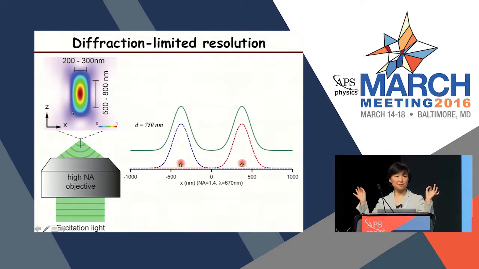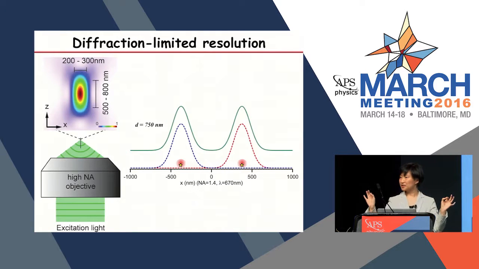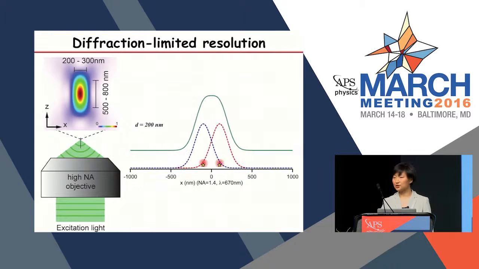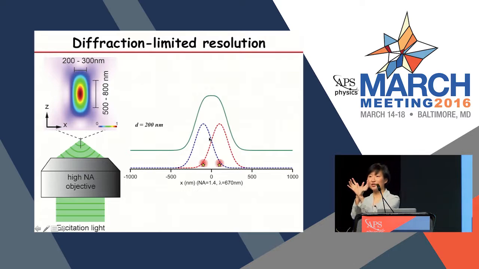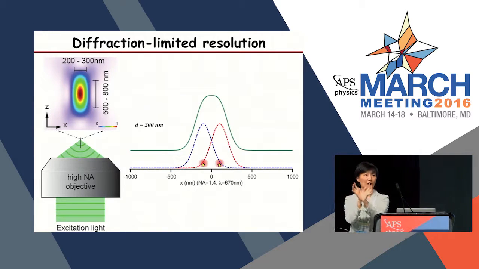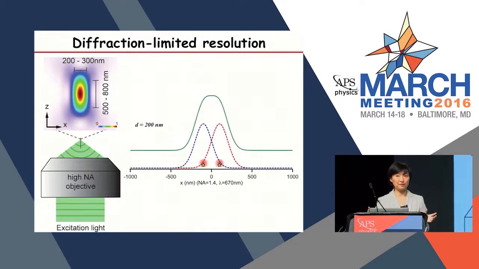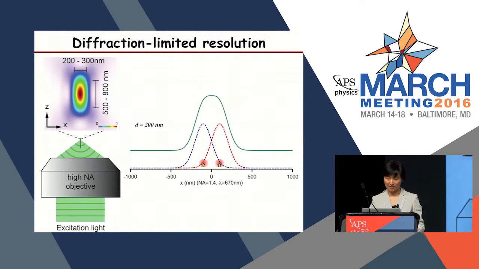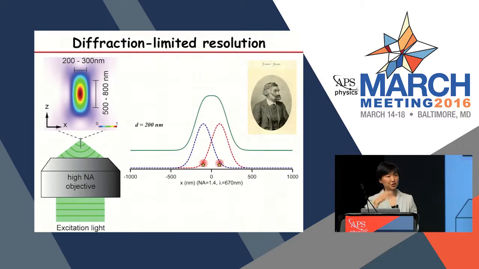Now, if you have 2 objects that are well separated, despite such broadening, you can still resolve them. However, as they get closer and closer together, eventually you reach the point where their images so substantially overlap that what you see is a single blob. That's when you're no longer able to resolve them, and that's when you reach the diffraction limit. That was first recognized by Ernst Abbe in the 1870s, and hence this resolution limit is also called the Abbe resolution limit.